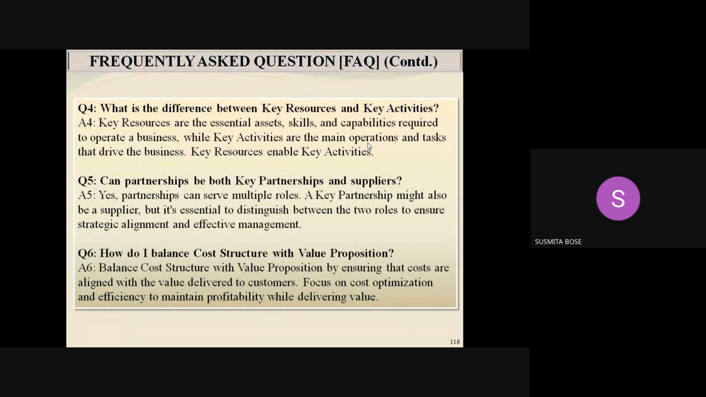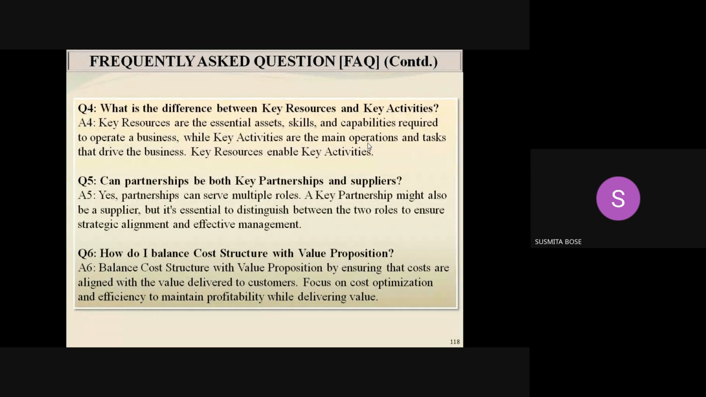Okay, the next question is, can a partner be both a key partner and a supplier? Yes, a partner can serve multiple roles. A key partner might also be a supplier, but it's essential to distinguish between the two roles to ensure strategic alignment and effective management.